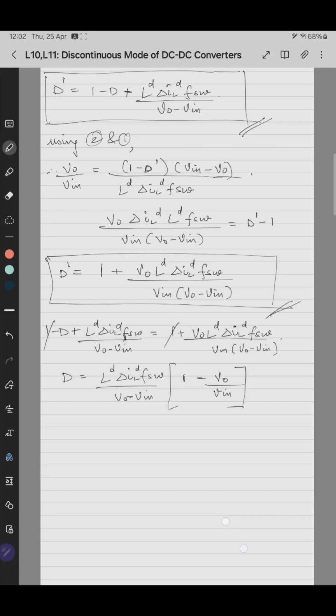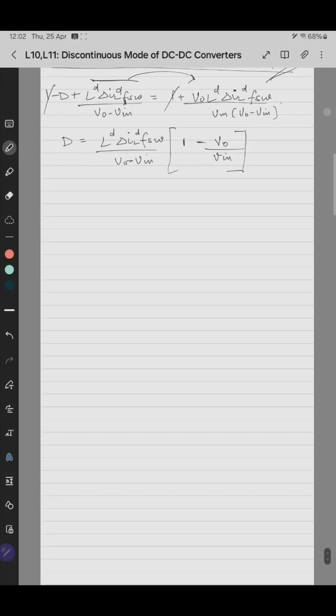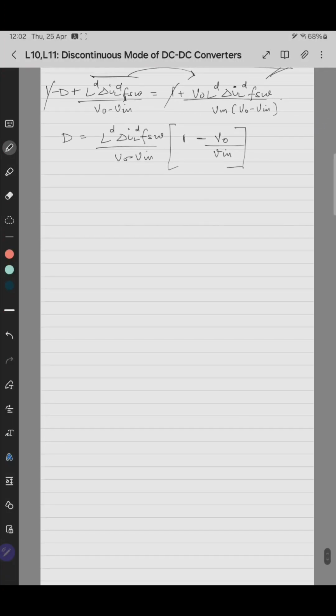So this term we'll send it on the RHS and we'll rearrange it. So D will be this. So now we have eliminated D dash. That's a good thing. But now the headache is delta I_L of D. This we have to replace. How to replace delta I_L of D? If we again try to replace, again it will come in terms of D dash. So it will be a cyclic process.